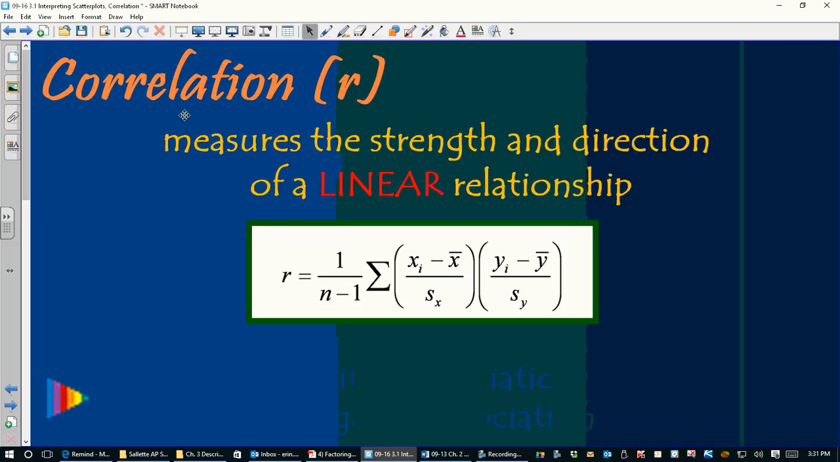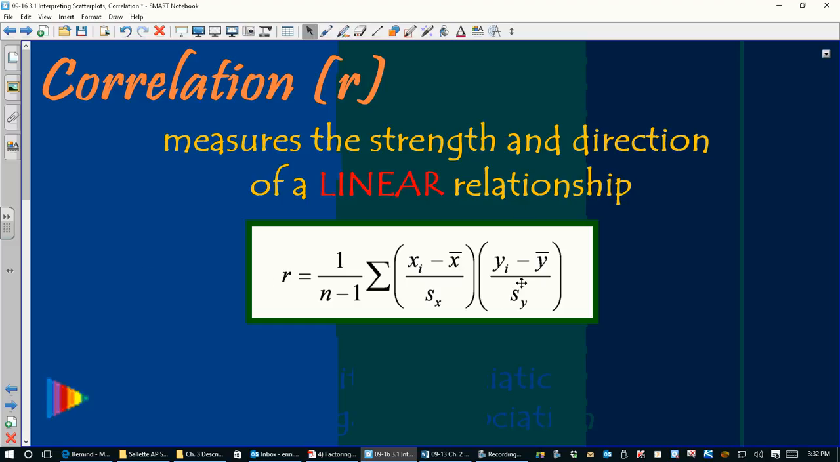Okay, when we're talking about correlation, we are measuring the strength of the linear relationship. We're not talking about strength of a relationship that is curved. So our correlation coefficient r is what we're talking about here. This is the ugly r formula that's on your AP Stat formula sheet. It's not very useful. However, what we're going to do is calculate r in our calculator.